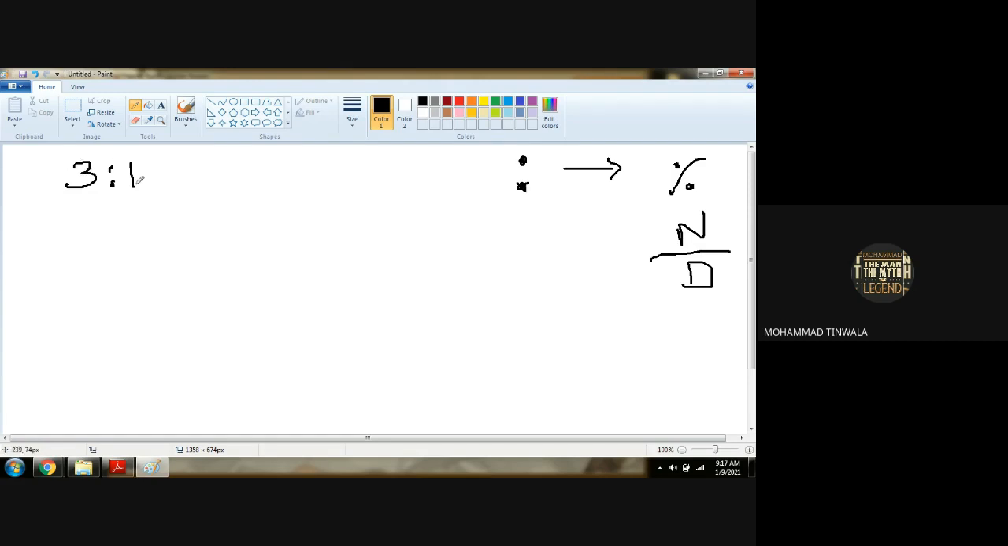3:1. How many digits are there? Two. Add both of them: 3 plus 1 is 4. So the total will be 4 parts. So can I say 3/4 is the first part?